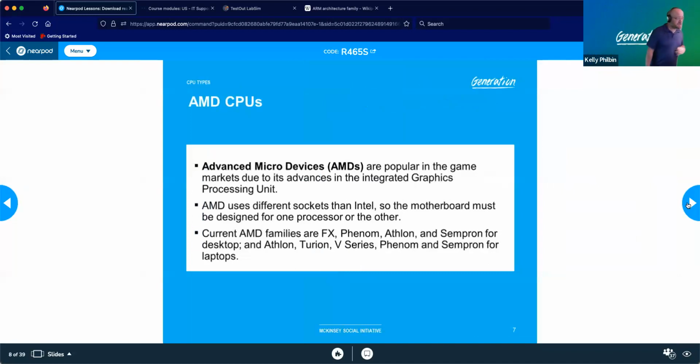Moving over to AMD, these tend to be more popular in the gaming industry due to its integrated graphics processing unit. They kind of fell by the wayside in the gaming industry for just a little bit, and Intel took the lead, but AMD has recently stepped back on top with that. And they have a few different families. So they have the FX, the Phenom, the Athlon, the Sempron, and the Ryzens now.